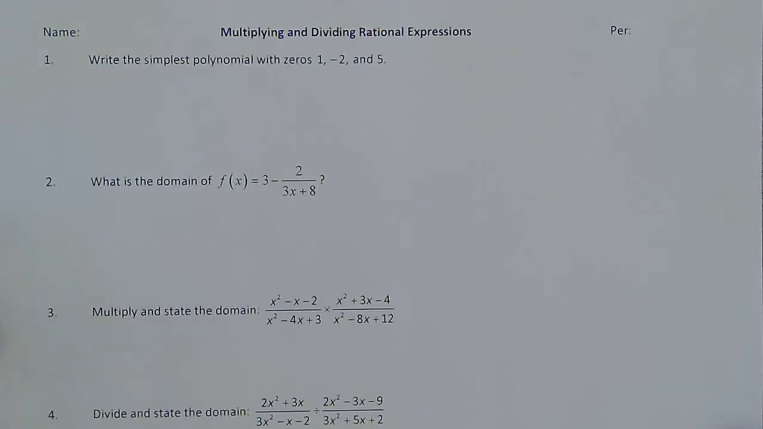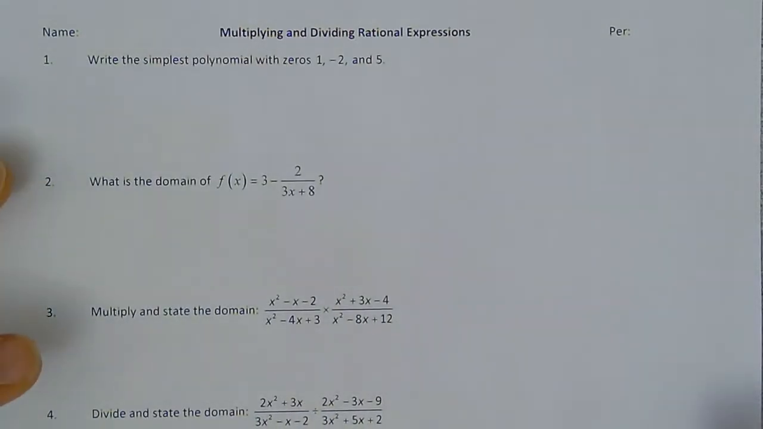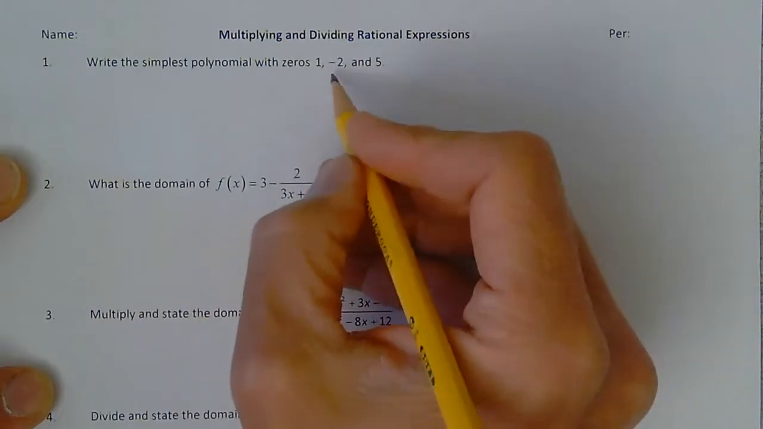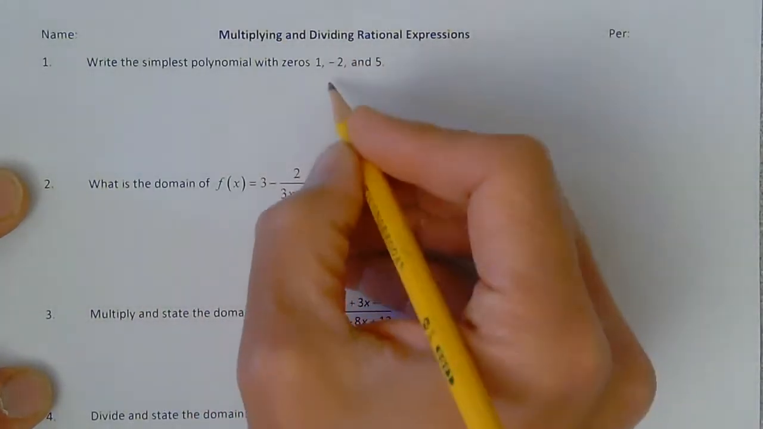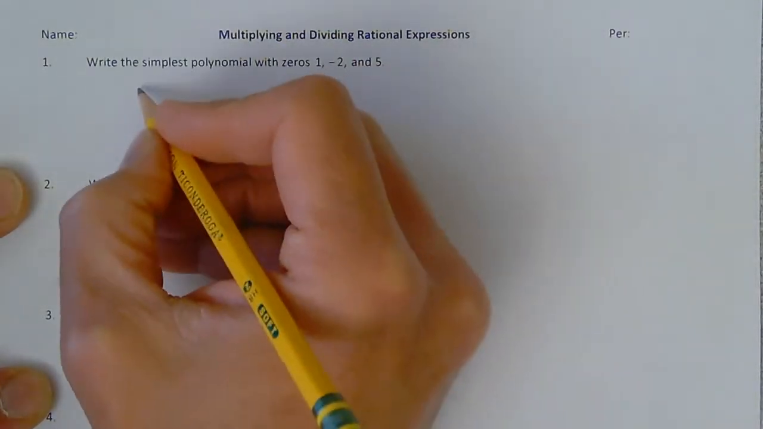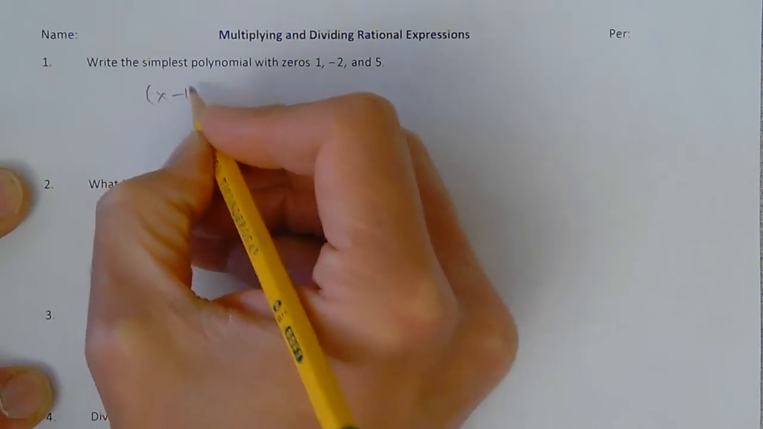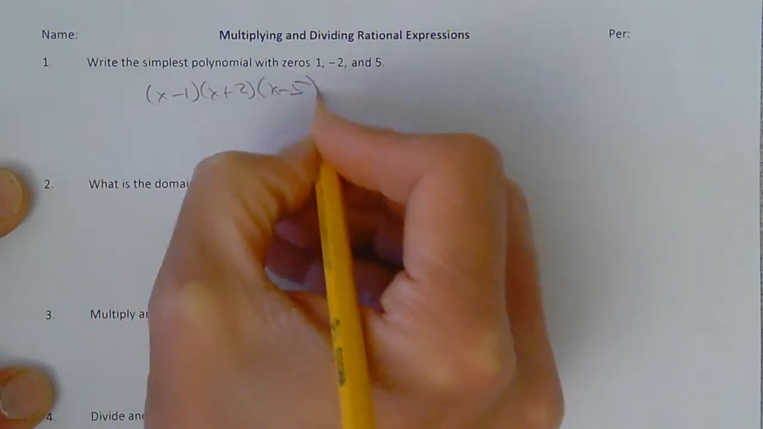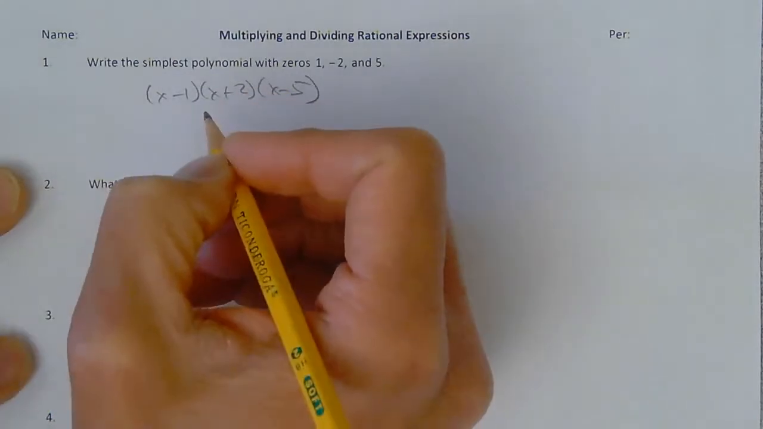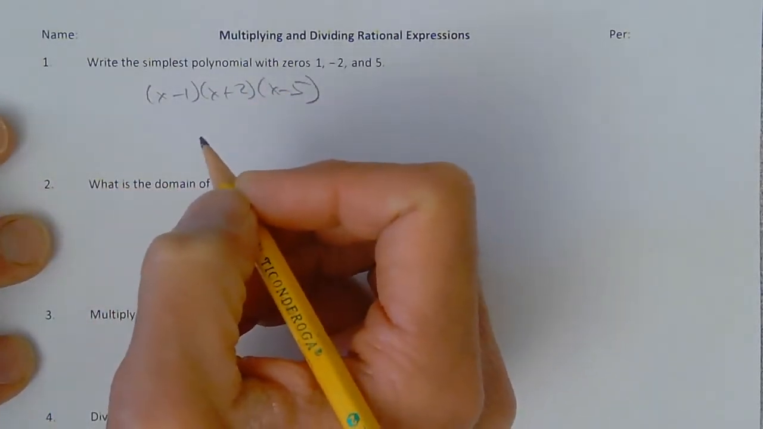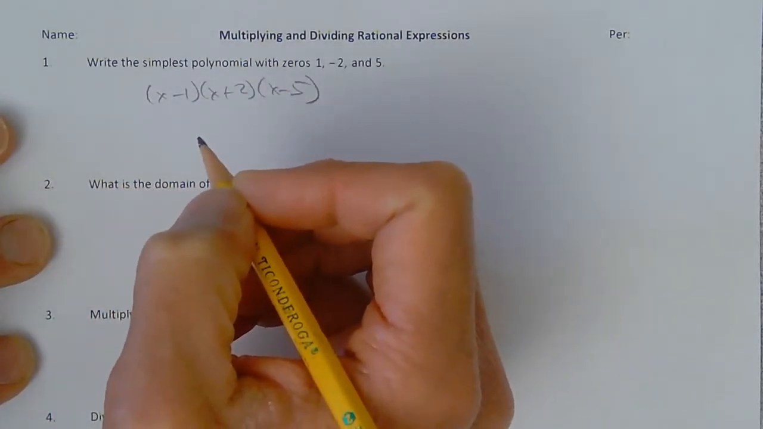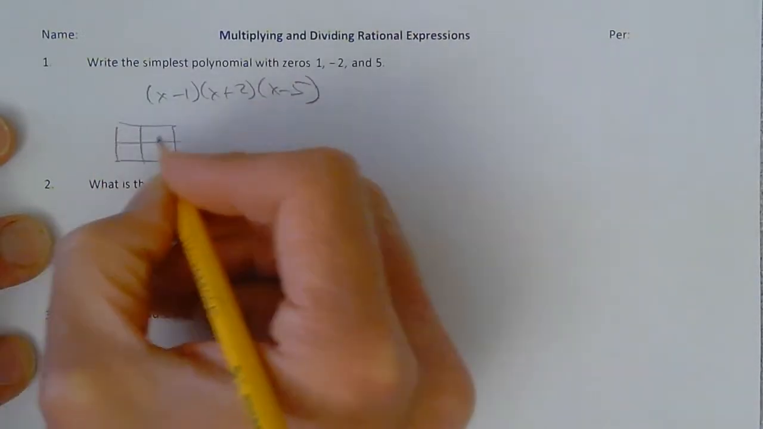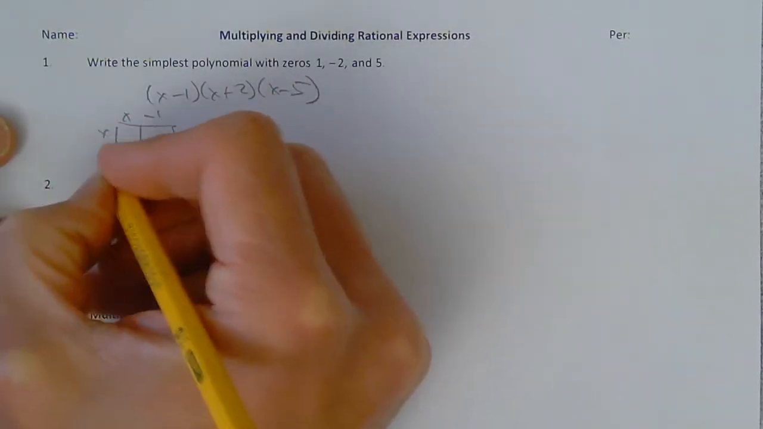All right, let's take a look at our multiplying, dividing rational expressions worksheet. Our review one, simplest polynomial with zeros at 1, negative 2, and 5 would be x minus 1, x plus 2, and x minus 5. We could certainly multiply those things together. That's fairly easy stuff. Let's go ahead and do it this time just to make sure that we're all good at that.